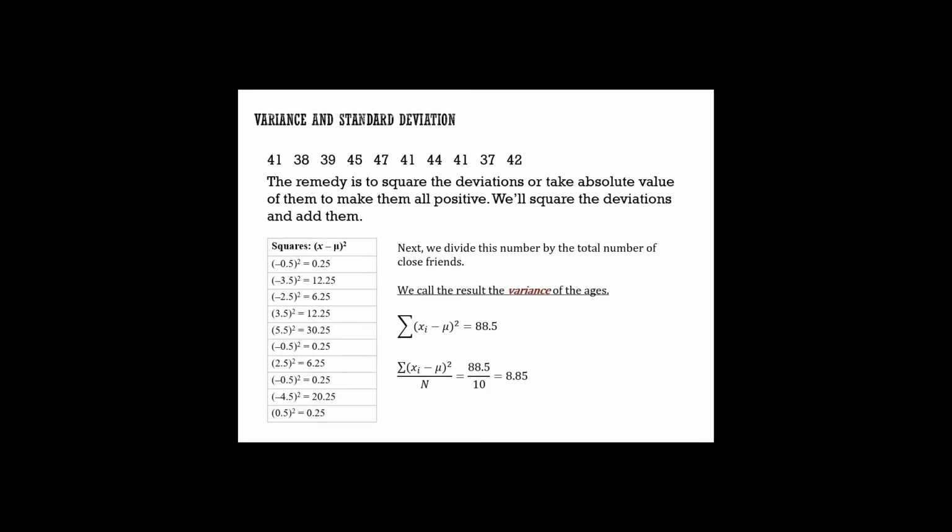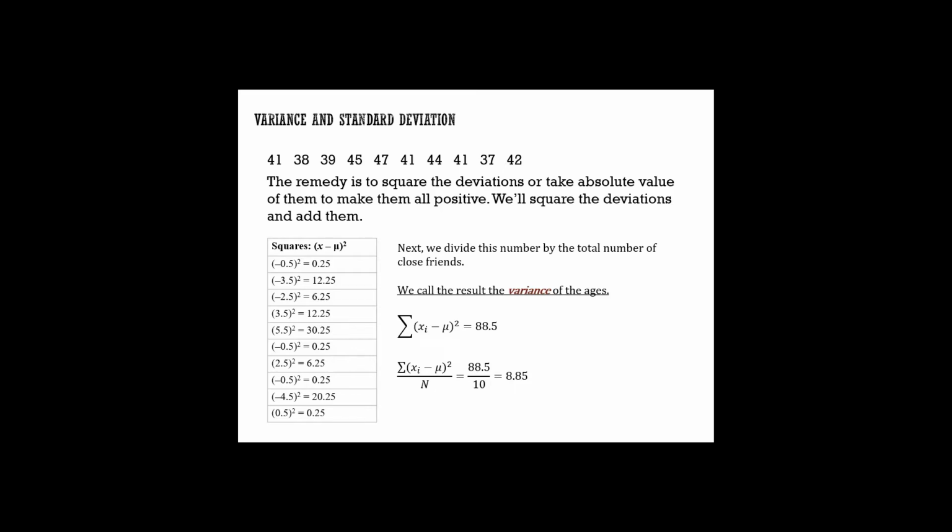How we remedy this is we square the deviations, or we take the absolute value of them to make them all positive. And then we'll square the deviations, and then we'll add them together. So we had a deviation of a negative 0.5. Well, negative 0.5 squared is still a positive number. So we've got a distance of 0.25, which was squared.